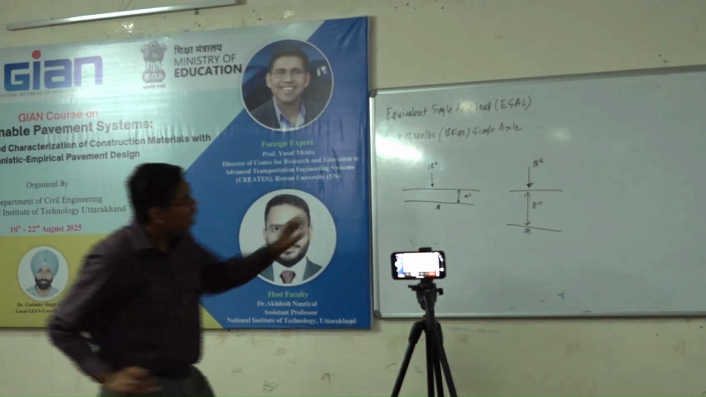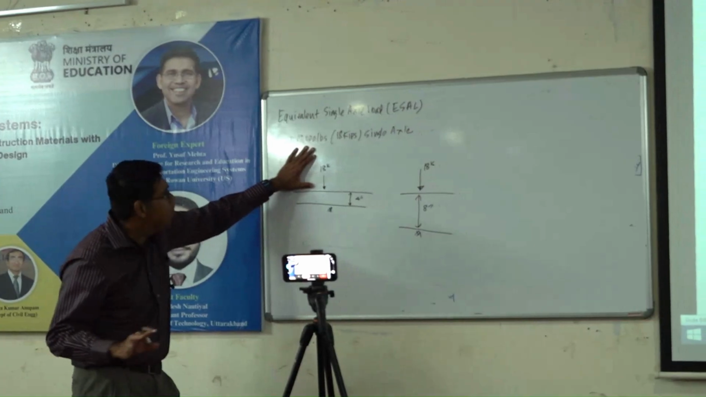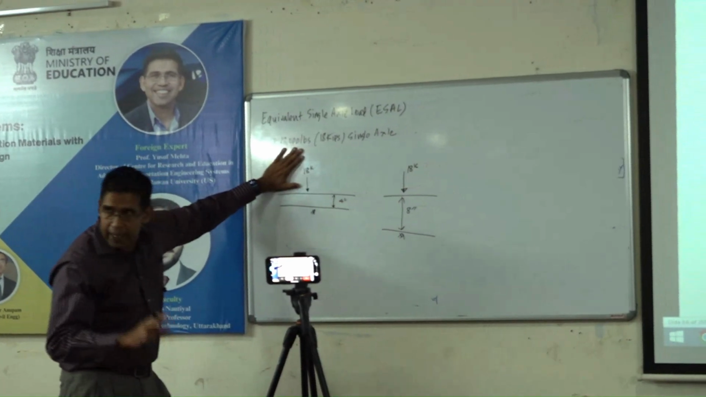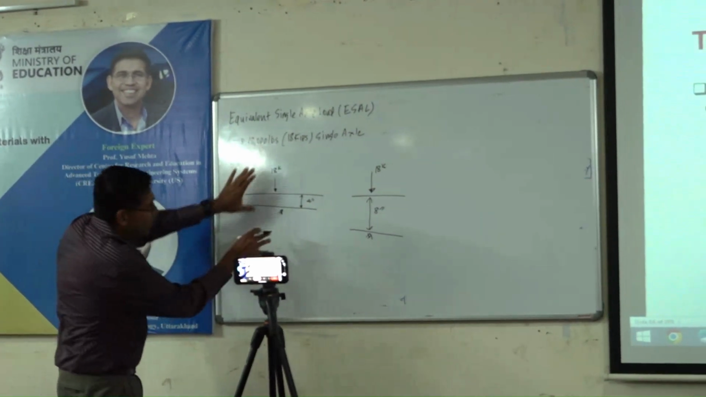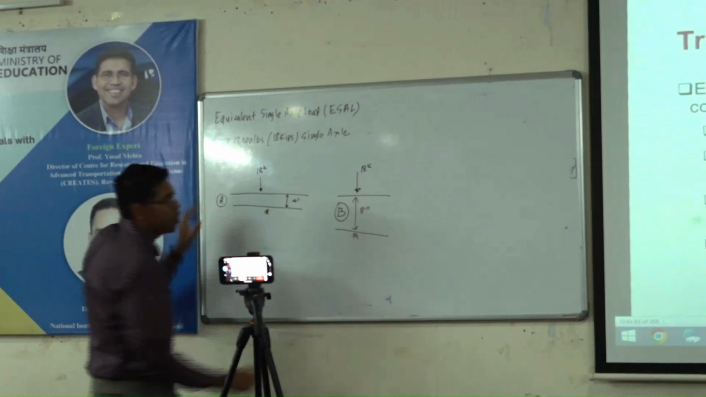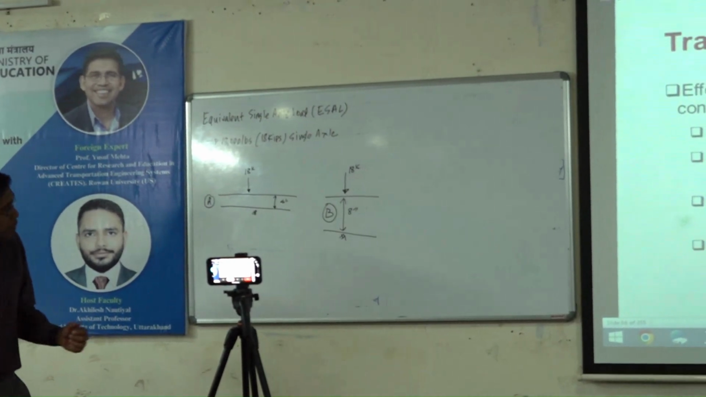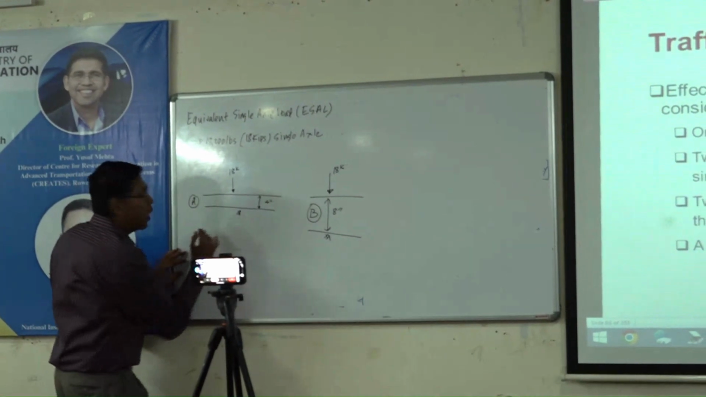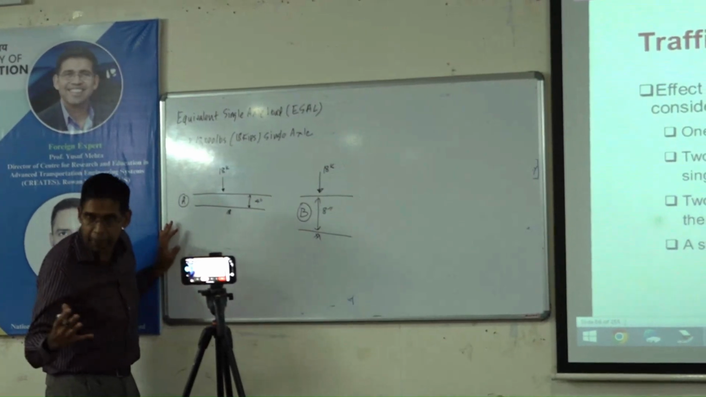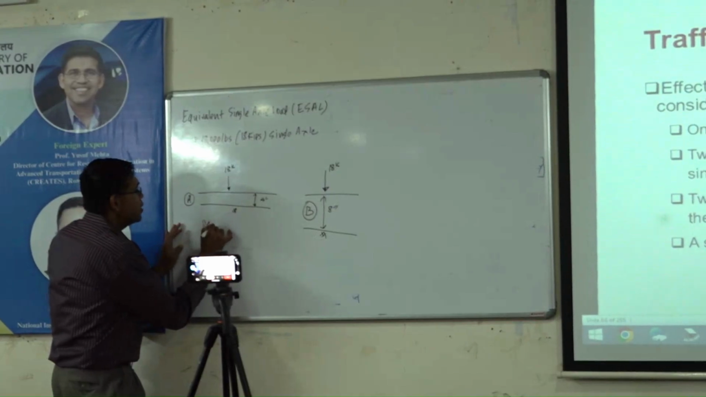Okay. Now let's say I have a million 18,000-pound passes go over this pavement A, and a million 18,000-pound passes go over this pavement B, right? Let's say it causes a certain amount of damage. I'll just give a number. It reduces the strength. Let's say it causes this damage.